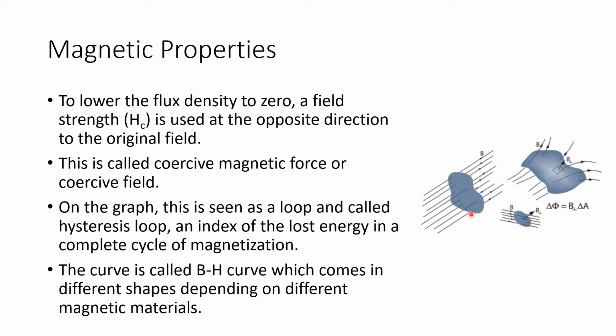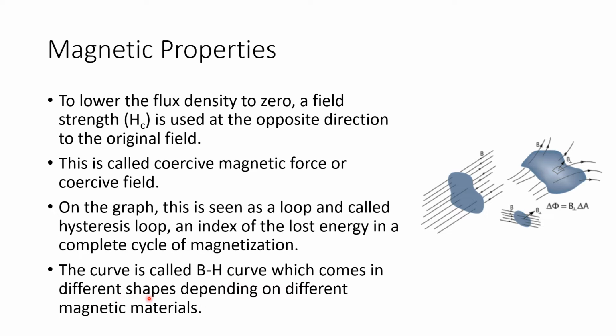So on the graph, when we draw it, we can see that little loop, and we call that loop the hysteresis loop. It's just the index of the energy lost, or lost energy, okay? In that complete cycle of magnetization, you're subjecting a magnetic field to a material, okay? And the curve, we call it the BH curve, your flux and strength curve.